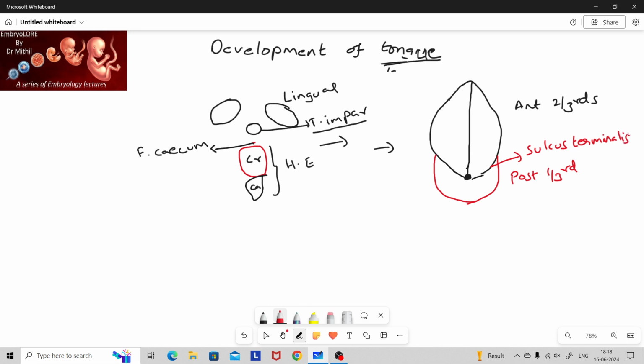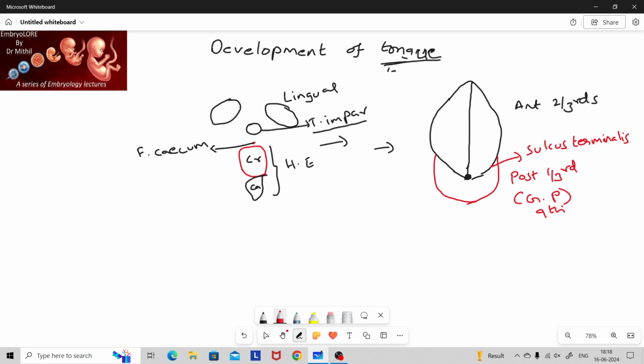So what is the sulcus terminalis doing? Its basic function is to divide the anterior two thirds and the posterior one third of the tongue. Now this posterior one third of the tongue, including the vallate papillae, is developing from the third pharyngeal arch. So by rule, as we have seen in the last video on the pharyngeal apparatus, it is innervated by the ninth nerve, the glossopharyngeal nerve. The reason is simple: it is derived from the third arch.